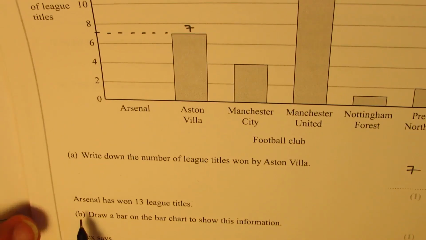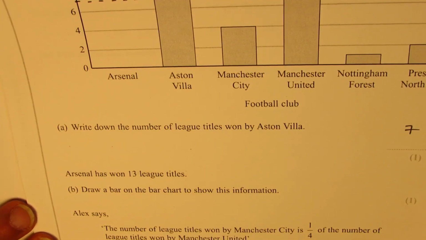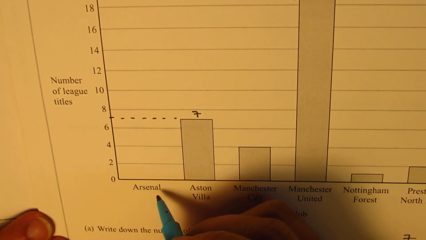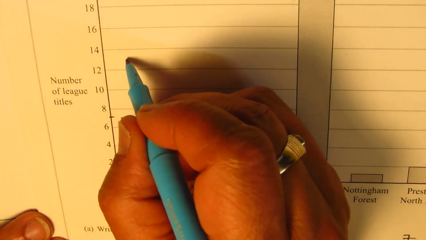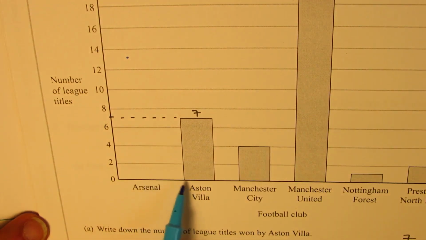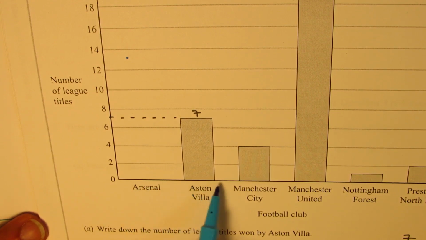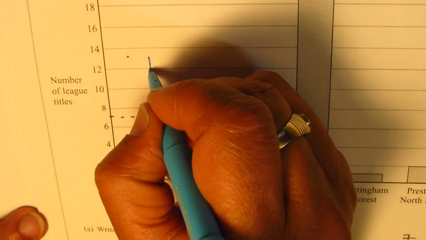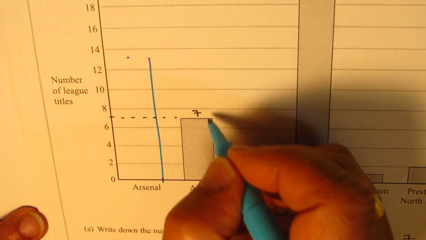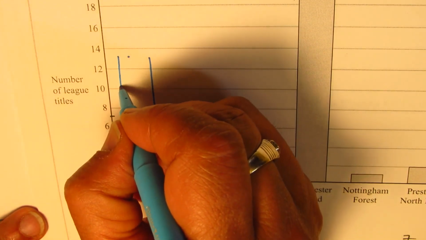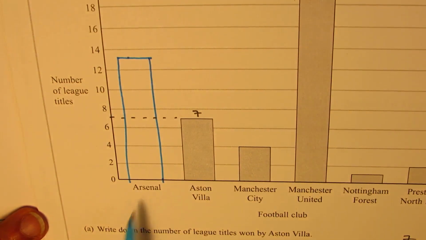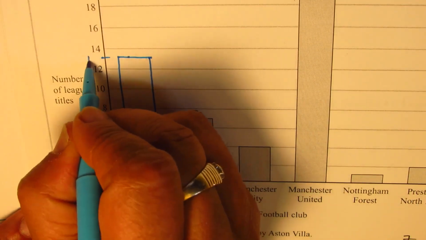Now we are given that Arsenal has won 13 league titles, so we have to show 13 here for Arsenal. 13 is a point between 12 and 14, somewhere here. Whenever we have to draw a bar graph, the width should be the same. That is very important to understand. And this distance should also be the same. So we mark like this, and make a bar here on the right side, with the same width. Use a scale, and that becomes the bar for Arsenal, and that says 13.